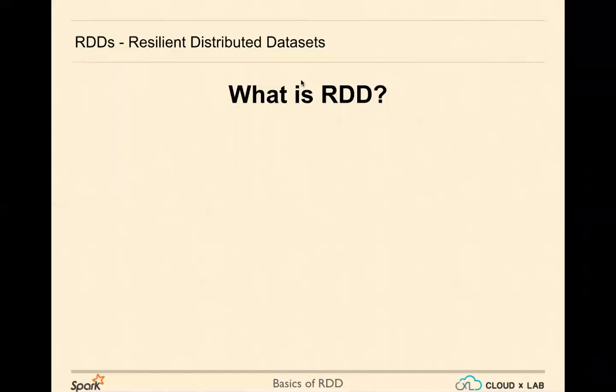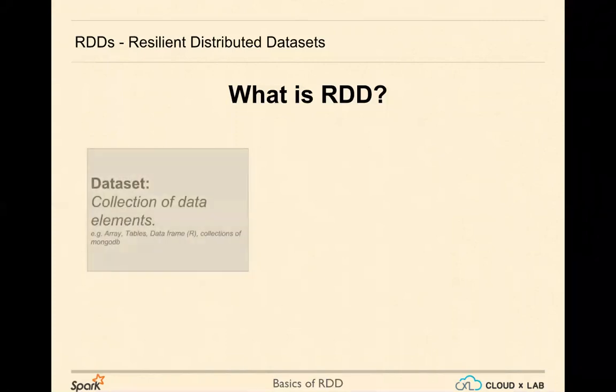the basic idea in case of Spark is RDD. RDD means resilient distributed dataset. When I say dataset, it's a collection of data elements. Dataset is a set of records. In all kinds of systems that you have so far used, whether it's an array, tables, data frames in R, or collections in MongoDB, everywhere there is a concept of a data set. Wherever we have data processing, generally we have the notion of a data set. A data set is a collection of records.